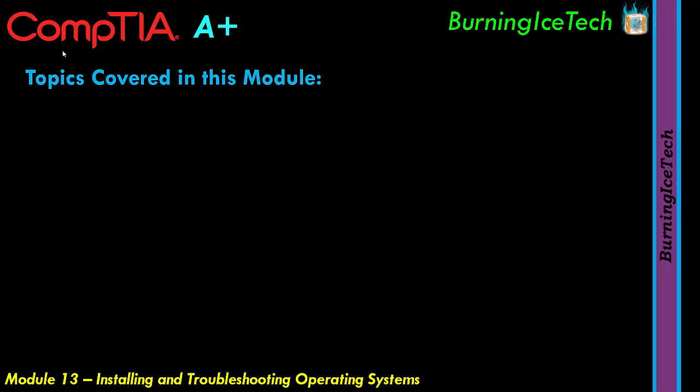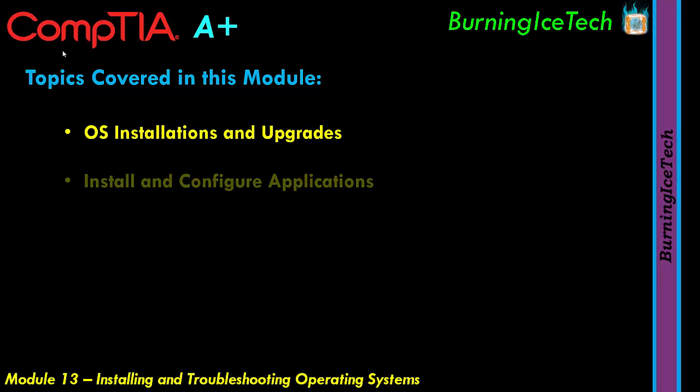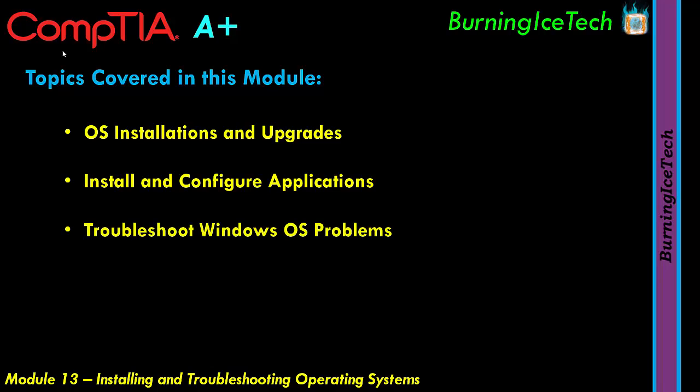The first one already has operating system in the name, so that should come as no surprise either. It is called Operating System Installations and Upgrades. Then we're going to be moving on to install and configure applications. The third and last section will be troubleshoot Windows operating system problems.